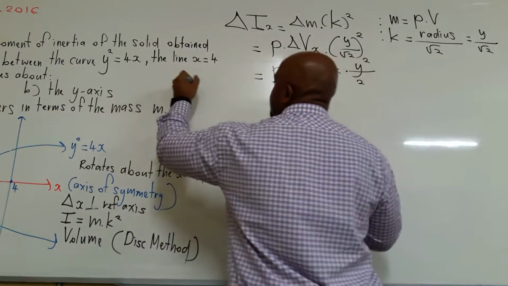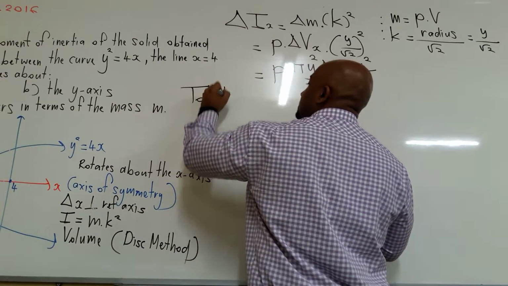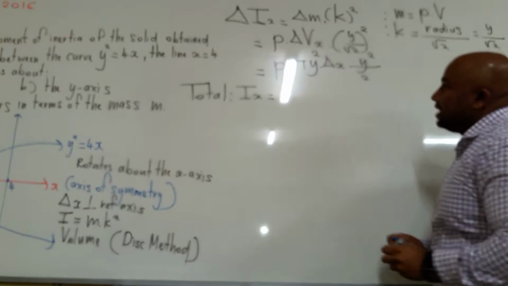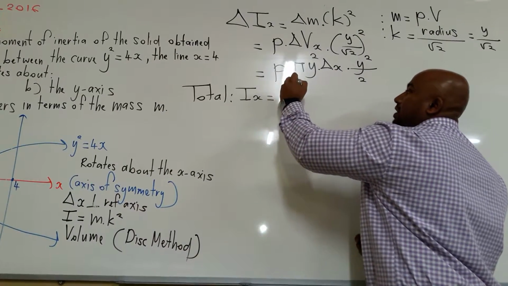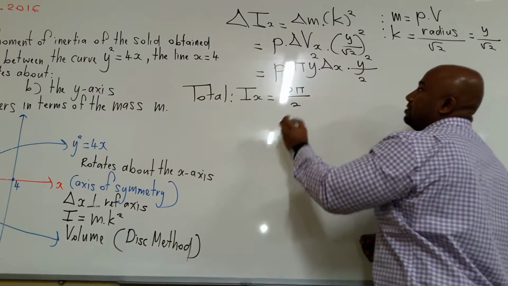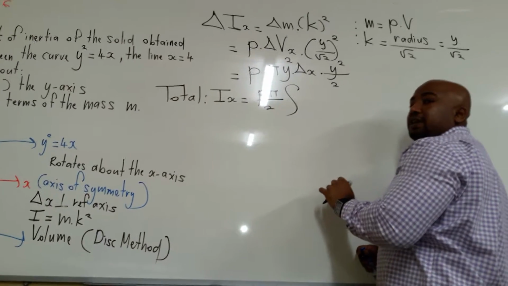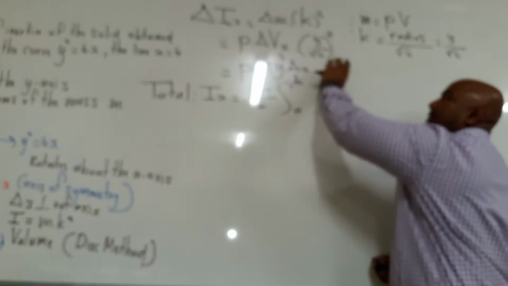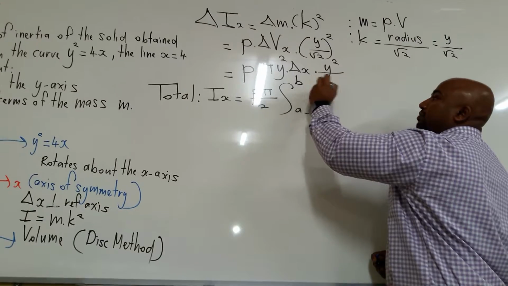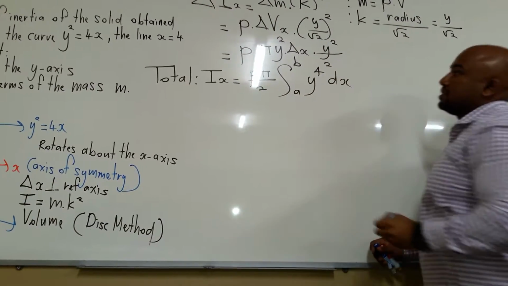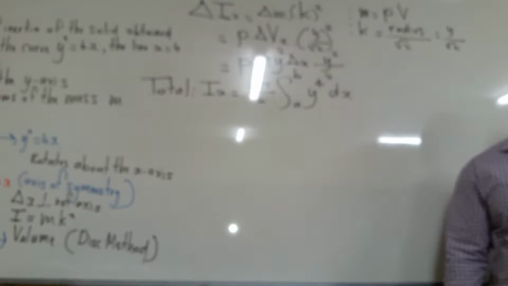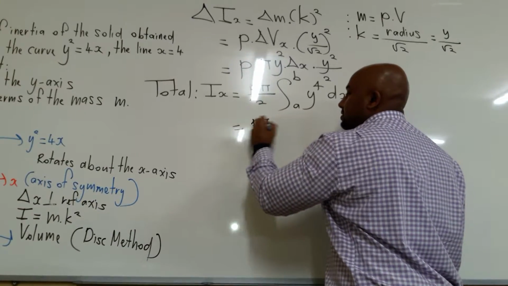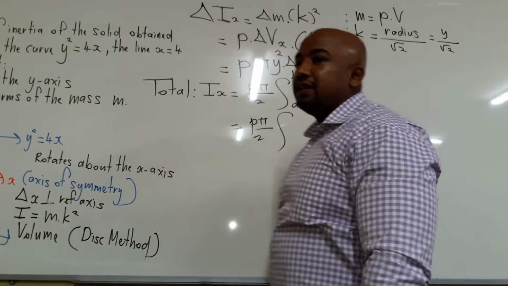So, your total. Take your constants, which is P times pi over 2. This is dx. We are integrating with respect to x. So that will be b and a. Y squared times y squared is y to the power 4. And there is your dx. Okay. So now, what is your b and a?